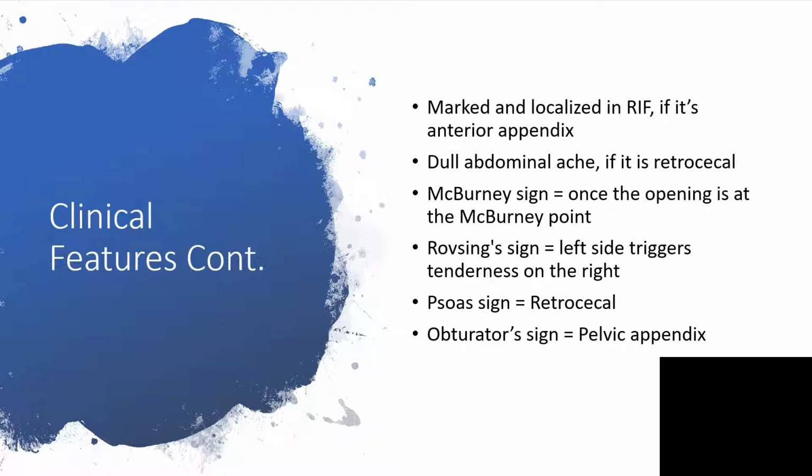Psoas sign, on the other hand, is done when the patient is lying supine and he or she is asked to extend the knee and flex the right hip. When the right hip is being flexed, the examiner will apply resistance against it. And if there is pain elicited at that time, it's likely the appendix is retrocecal. Obturator sign is done with the patient supine, the knee flexed, and the examiner passively, externally and internally rotates the hip. Any pain this time will be suggestive of a pelvic appendix.